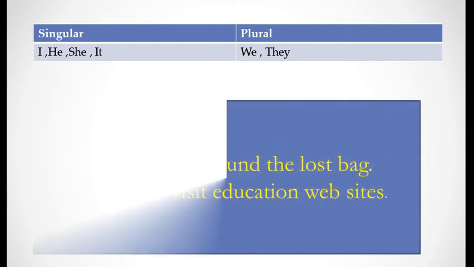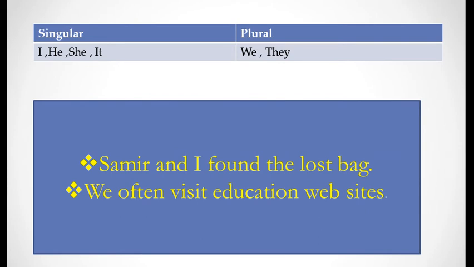When I look at this part, I just showed some simple examples. Look at the first sentence: Samir and I found the loose bag. When you look at the subject of the sentence, you can see I. Here we have a compound subject because I have Samir and I, speaking about myself. So I is a pronoun speaking about myself, and it's a singular pronoun.